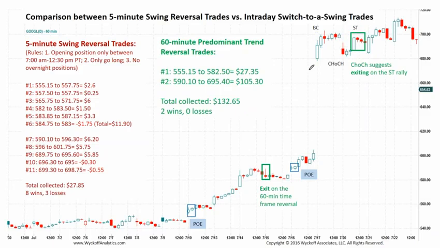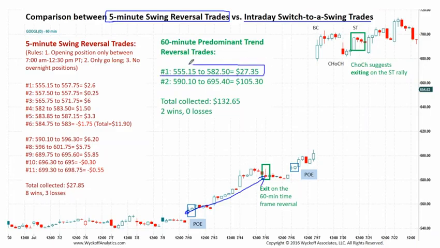I want to concentrate on the comparison between 5-minute swing reversal trades that we could have each day. Each day we could have a couple of trades that go in the direction of the uptrend, or we could intraday switch to a swing trade. We had one switch here, and this was the trade. And we made $27.35 in number of points that we've collected here.